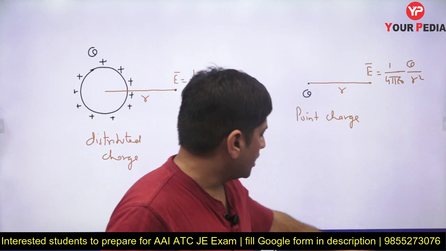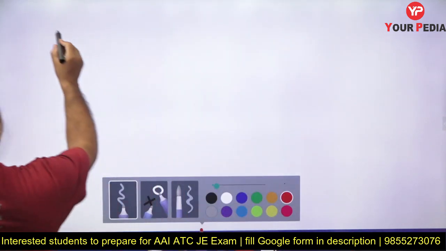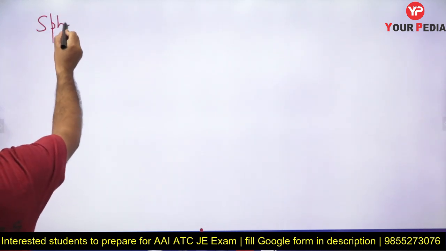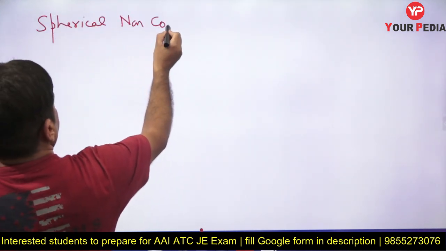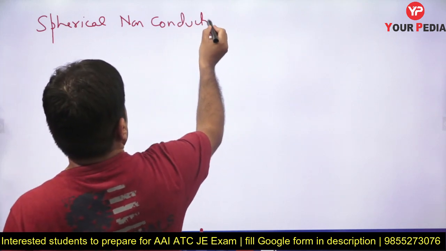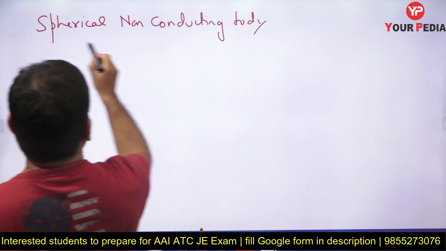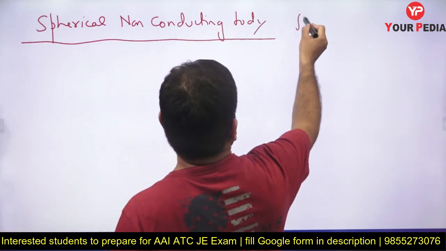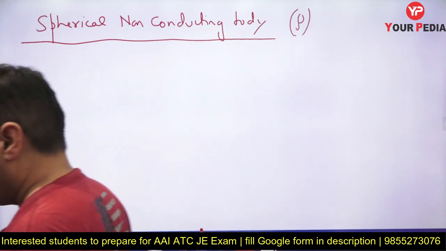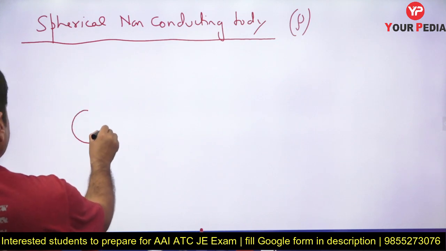And now the last formula is the spherical non-conducting body. This is the last case, not a very important case like the cylinder. So, the electric field due to a spherical non-conducting body. In this case we now need to get the volume charge density as rho. Okay, so in this also two cases will come.